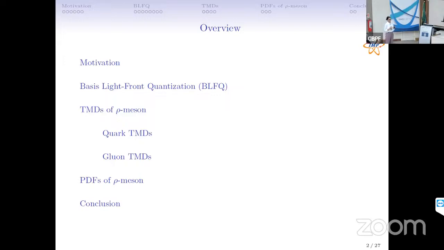We have studied a few gluon TMDs, not all of them yet. And then I will explain the PDFs that we have studied for the rho meson, which are the integrated version of the TMDs. And then I will conclude my talk.